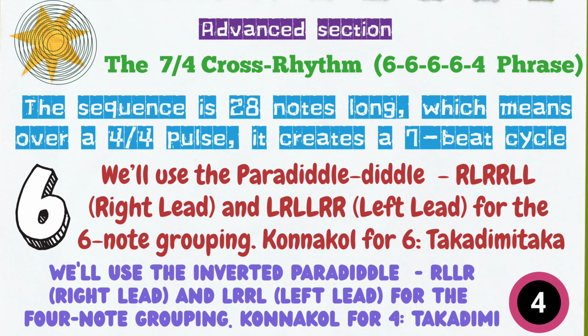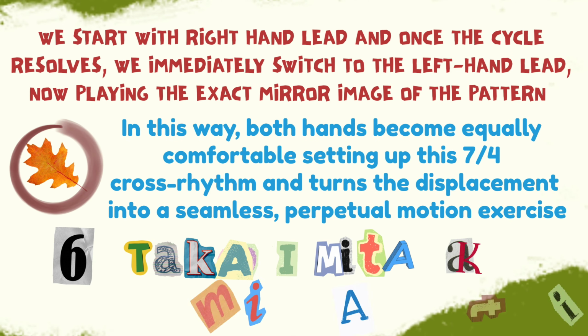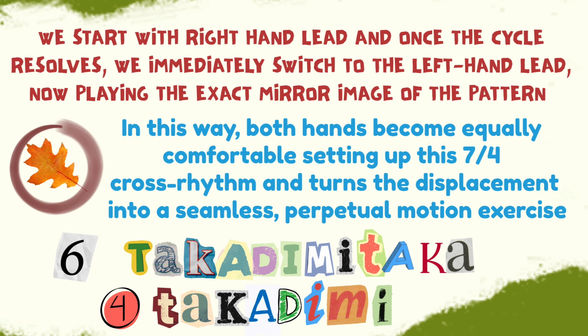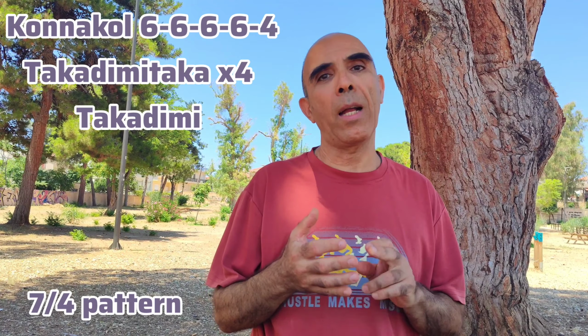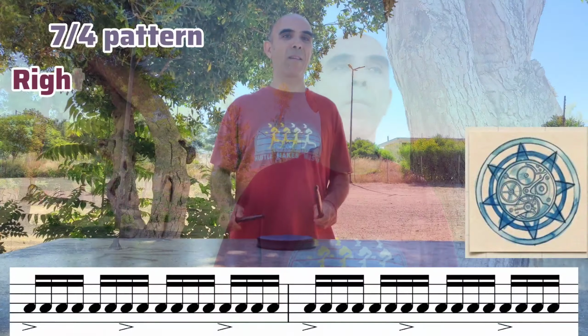The 7/4 cross rhythm. The sequence is 28 notes long, which means over a 4/4 phrase it creates a 7-beat cycle. We start with right hand lead, and once the cycle resolves, we immediately switch to the left hand lead, now playing the exact mirror image of the pattern. In this way, both hands become equally comfortable, setting up the 7/4 cross rhythm and turning the displacement into a seamless, perpetual motion exercise. Takadimi taka, takadimi taka, takadimi taka, takadimi taka, takadimi ta.